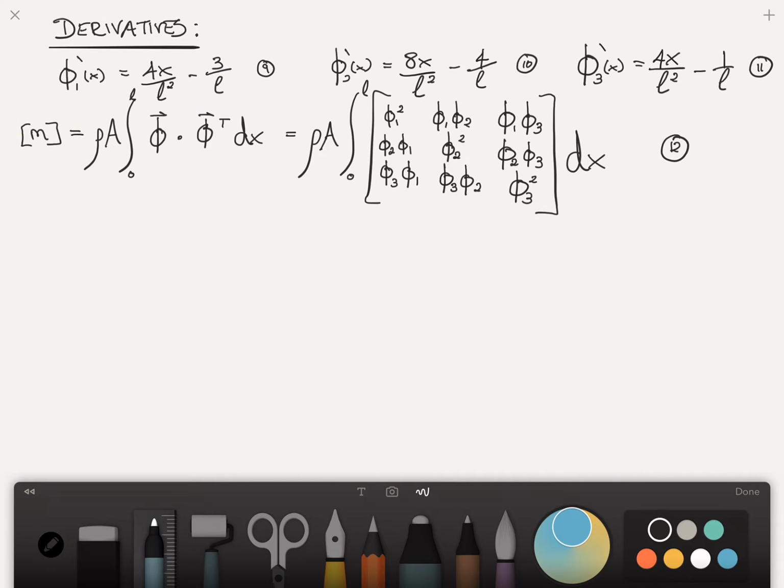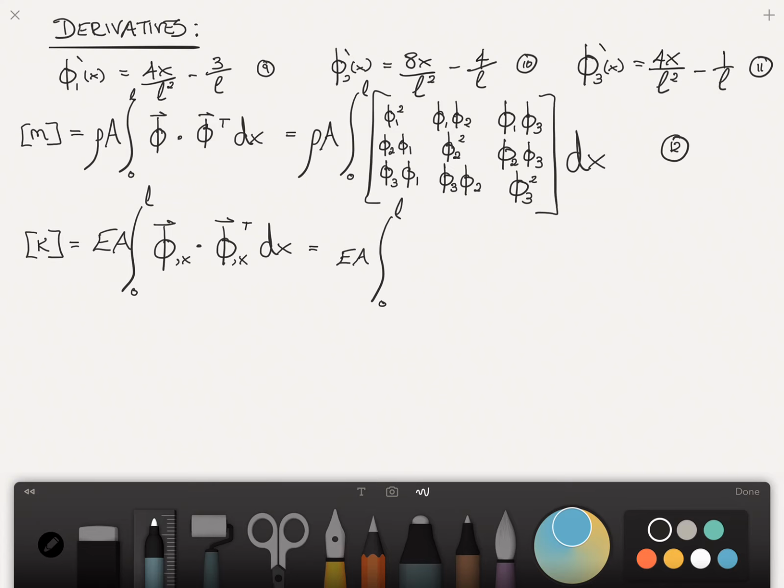All right. Similarly, for the stiffness matrix, we get K is equal to EA, again assuming that the elasticity and the area remain fixed across the element, or along the length of the element, I should say. And now this is similar, but it's the derivative, phi comma x times phi comma x transpose times dx, which is equal to E times A times the integral from 0 to L.